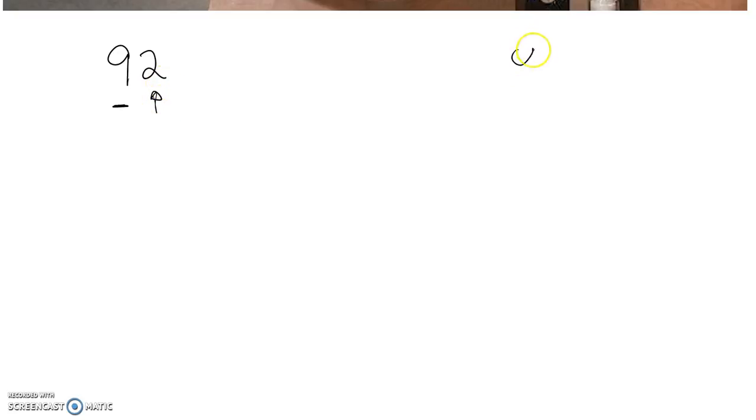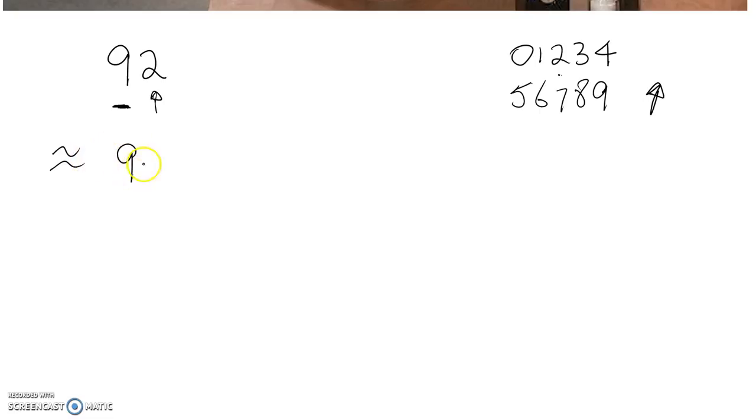If that number was 0, 1, 2, 3 or 4, then our first digit stays the same. We call that rounding down. If it's 5, 6, 7, 8 or 9, then we're going to round up to the very next number. In this case it's a 2, so 92, when we round it, will be approximately equal to 90.